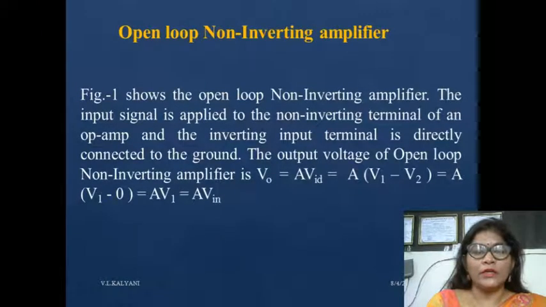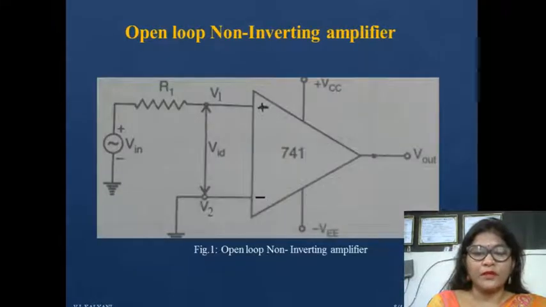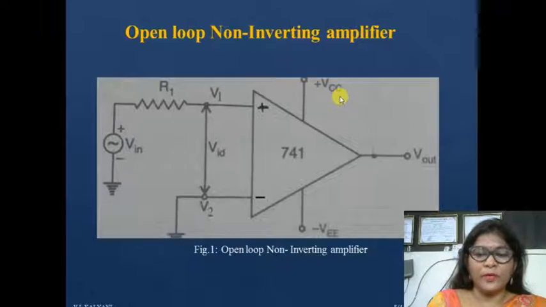So here, in case of the open loop non-inverting amplifier, this is the diagram of the open loop non-inverting amplifier, because as you know, in case of open loop, the feedback path is not present between output and input. So this circuitry will act as an open loop non-inverting amplifier.